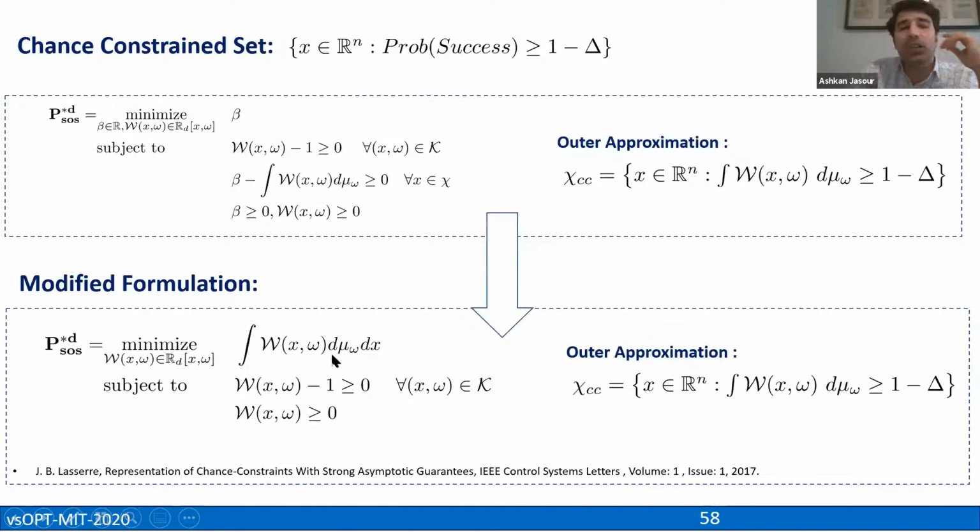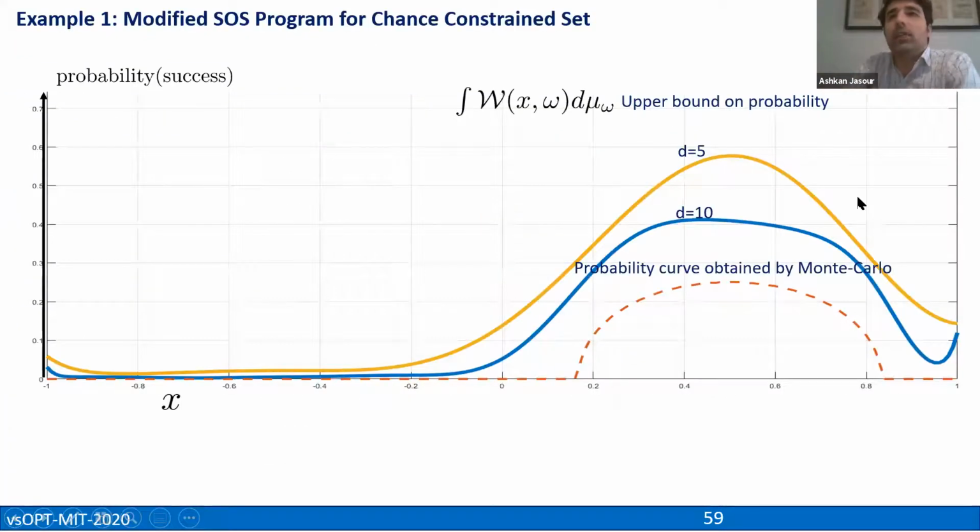And this time I try to minimize this integral both in x and omega space with respect to the same constraint. By doing so, I can get a tighter, better approximation of the indicator function. And as a result, we are going to get a tighter outer approximation of the chance constraint set. For example, this is the result for the previous example.